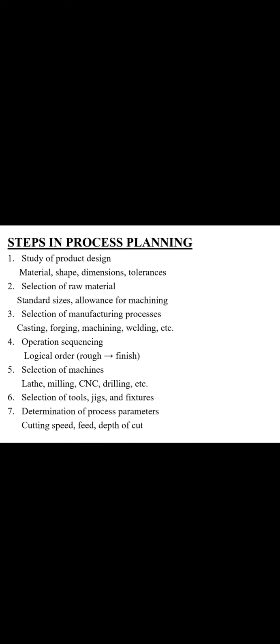The fourth step is operation sequencing. It means the logical order. The logical order includes rough to finish. And the fifth step is selection of machines. That means using the machines like lathe, milling, CNC, drilling, etc. The sixth step is selection of tools, jigs and fixtures. The seventh step is determination of process parameters. It includes cutting speed, feed, depth of cut, etc.